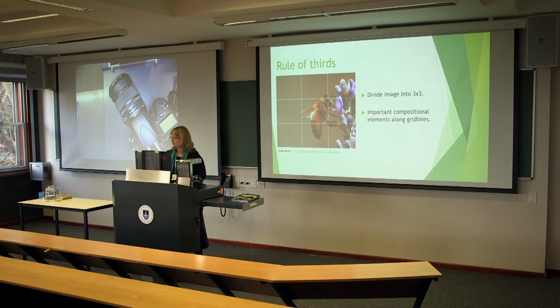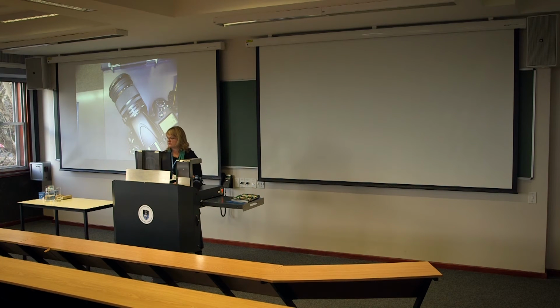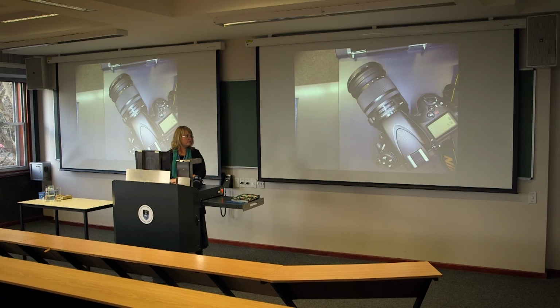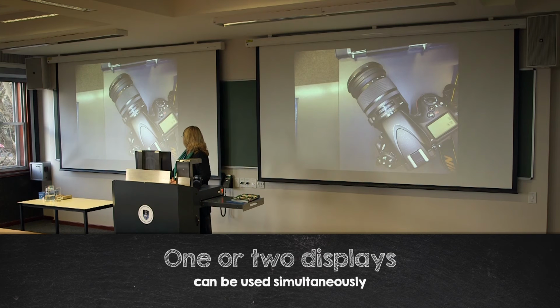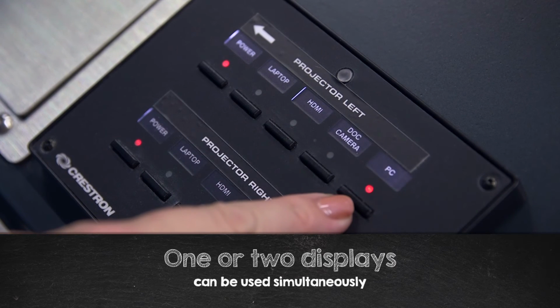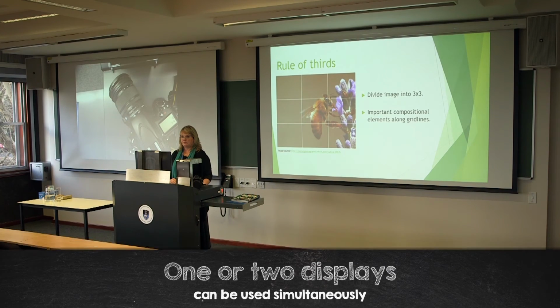At the moment, the document camera is projected onto the left screen only. I can switch the right projector to show the same thing. And I can continue showing the same visuals on both sides, or I can switch when I need to so that I've got two different things up.